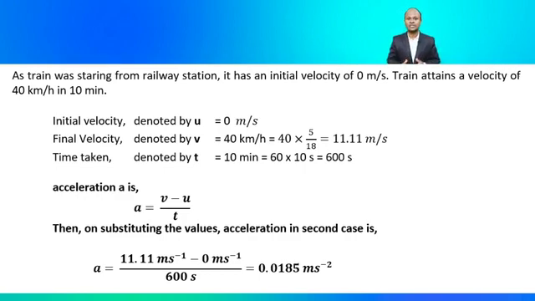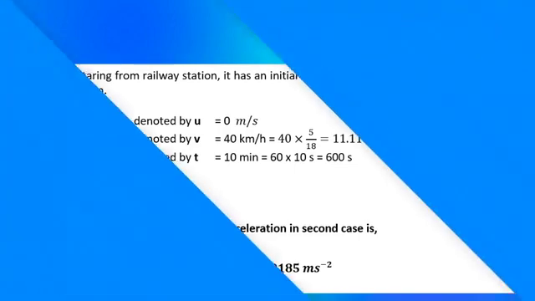The initial velocity is given by u is equal to 0 meter per second and the final velocity denoted by v equal to 40 km per hour is equal to 40 into 5 by 18, that is equal to 11.11 meter per second. The time taken is t equal to 10 minutes, that is equal to 60 into 10 seconds, that is 600 seconds. The acceleration is given by a equal to (v minus u) by t and substituting the values we get a is equal to 0.0185 meter per second square.